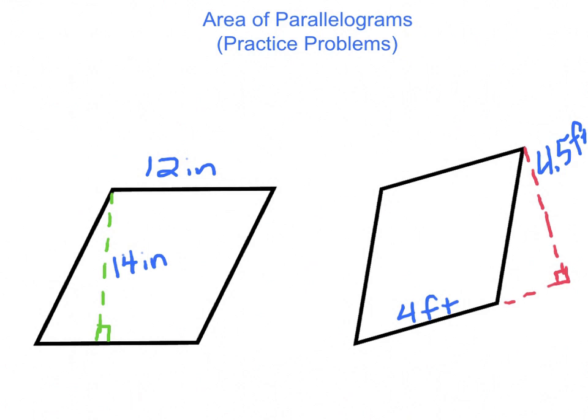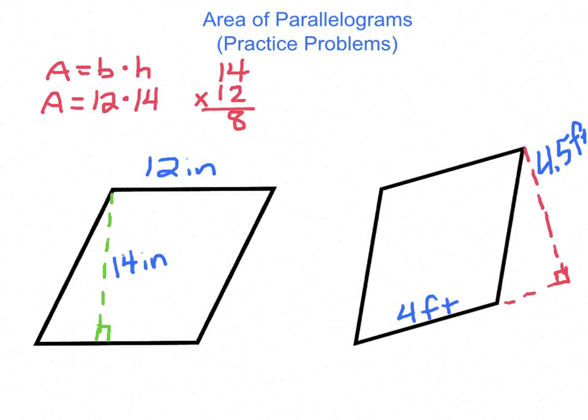Okay, so on our first parallelogram, we are going to use the formula, just like we did before, of area equals base times height. In this problem, our base is 12 inches, so I'm going to substitute 12 in for the base, and our height is 14 inches, so I'm going to substitute that for the height. So we're going to do the math for this. 14 times 12: 2 times 4 is 8, 2 times 1 is 2, and then I have my placeholder, 1 times 4 is 4, and 1 times 1 is 1, and that leaves me with a total of 168 inches squared. So there's our first problem.